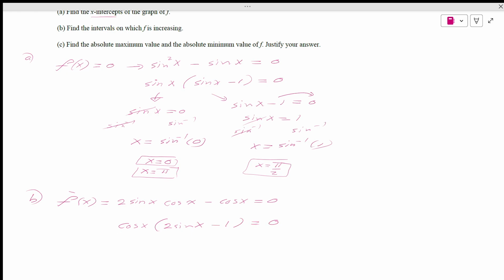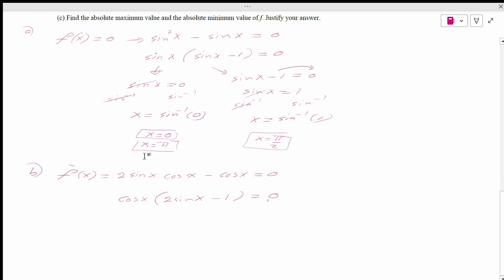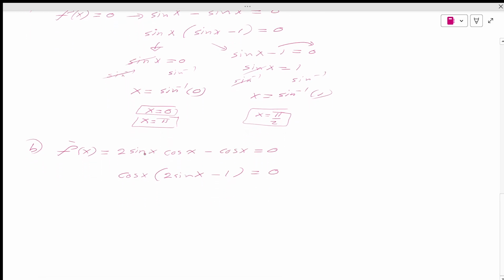The same thing that we did in part A is also here. So two things with a product of 0. That means the first thing is 0, cos of x equals 0, or the bracket equals 0. 2 sine of x minus 1 equals 0. Get the 1 to the other side. 2 sine of x equals 1. Divide by 2, divide by 2. So sine of x equals half.